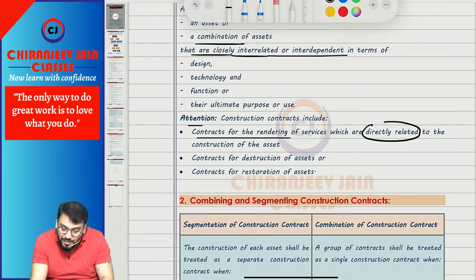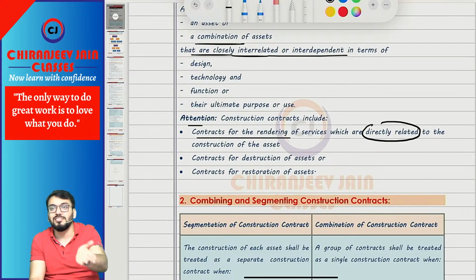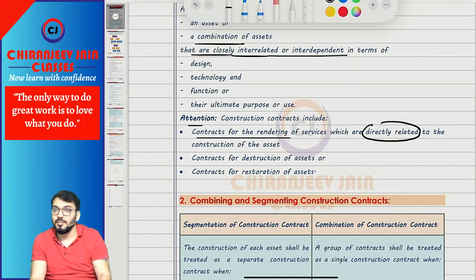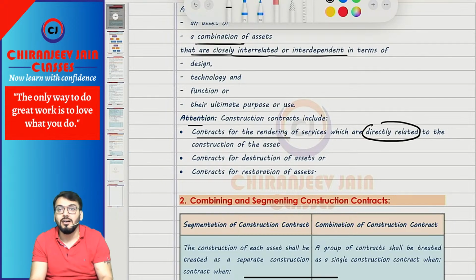Directly related to the construction of asset. For example, you are doing construction of an asset, a building. With that construction, you have also given a service contract for interior designing. So in that case, it is directly related to construction of the building. Therefore, it will be covered in AS7.